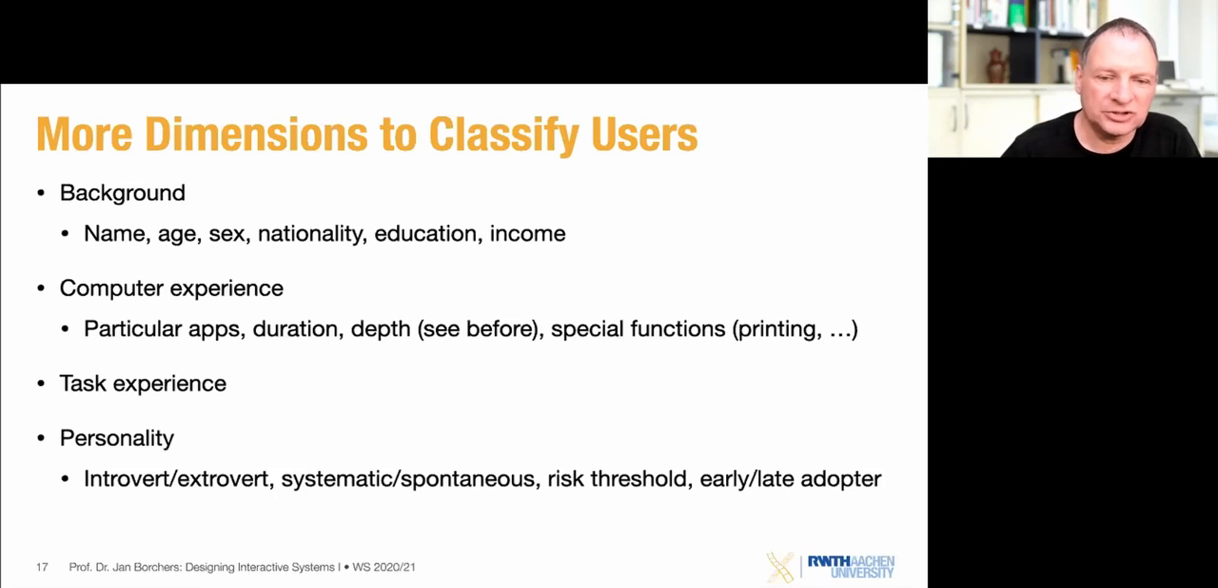And finally, there's personality, right? There are lots of different models of modeling personalities, and none of these are perfect. But even using some simple personality profiling models will help you to design things for people that are different from yourself. Because honestly, if you don't consider all these aspects, then you will be building the system just assuming that your users will have your background, your computing experience, which is especially dangerous, your experience with the task, and your personality.